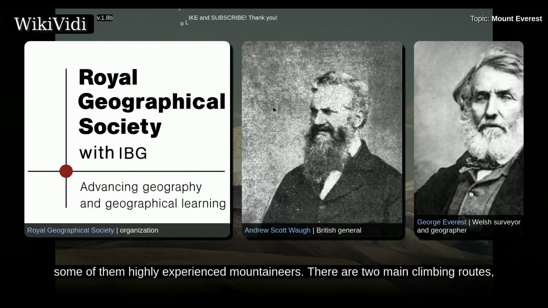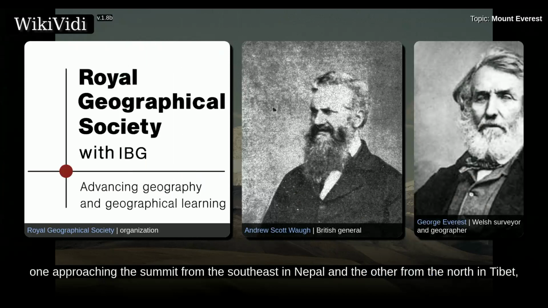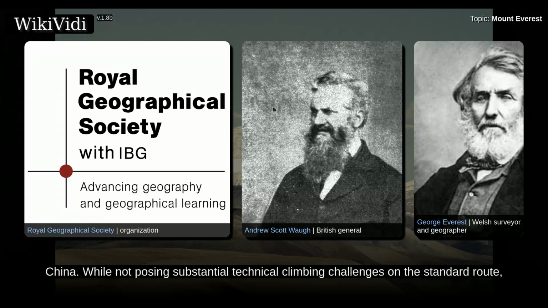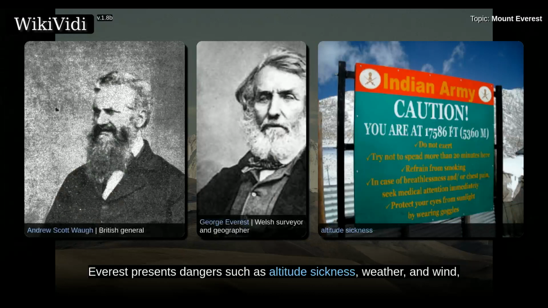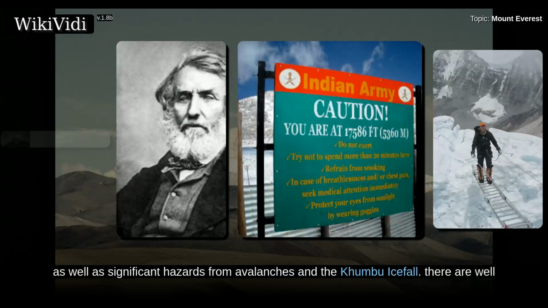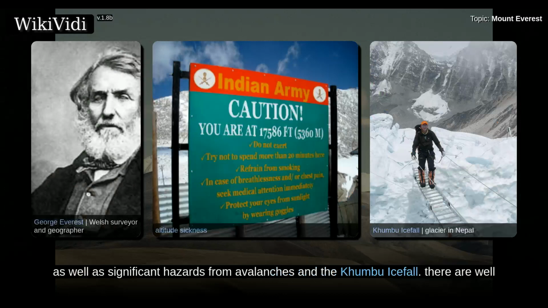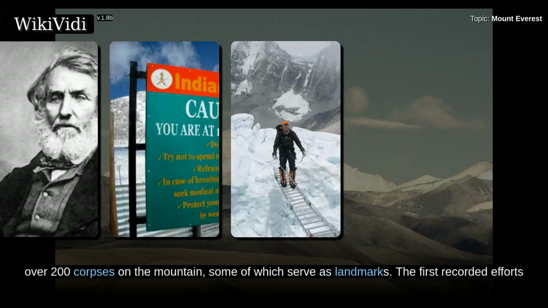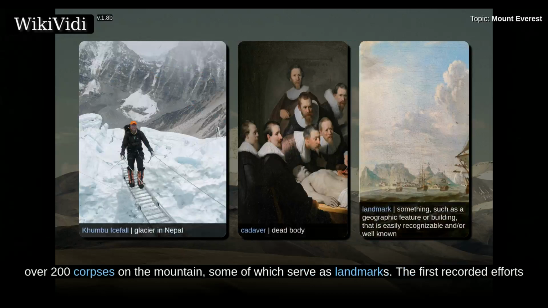Despite George Everest's objections, Mount Everest attracts many climbers, some of them highly experienced mountaineers. There are two main climbing routes, one approaching the summit from the southeast in Nepal and the other from the north in Tibet, China. While not posing substantial technical climbing challenges on the standard route, Everest presents dangers such as altitude sickness, weather, and wind, as well as significant hazards from avalanches and the Khumbu icefall. There are well over 200 corpses on the mountain, some of which serve as landmarks.